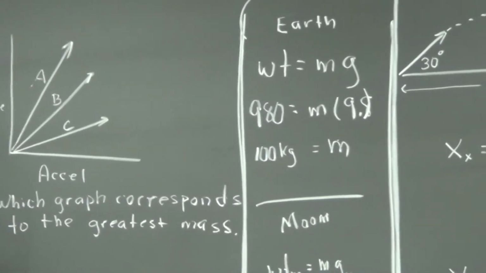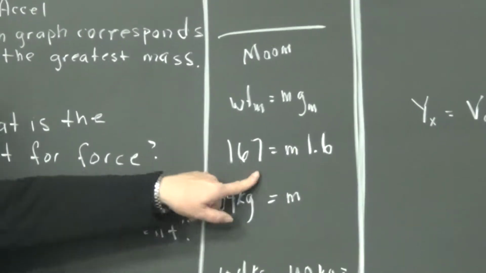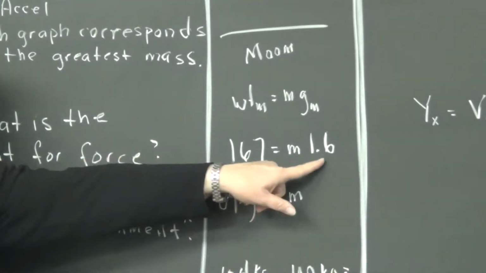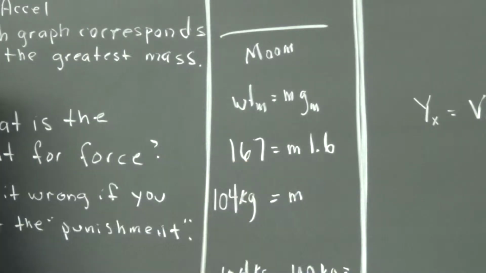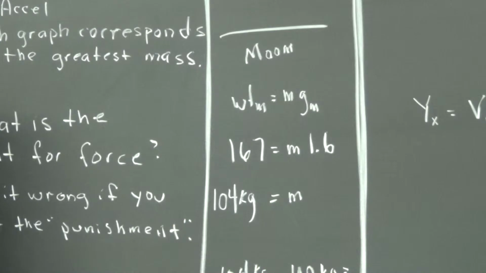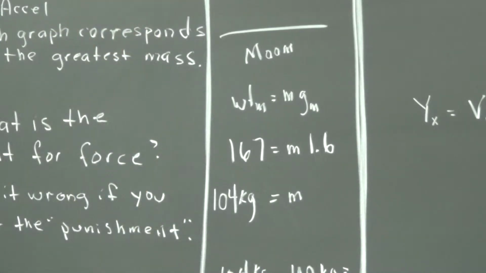The weight on the moon equals mass times gravity on the moon. 167 from the problem equals mass times 1.6. So we will have 104 kilograms on the moon. So 104 kilograms on the moon.